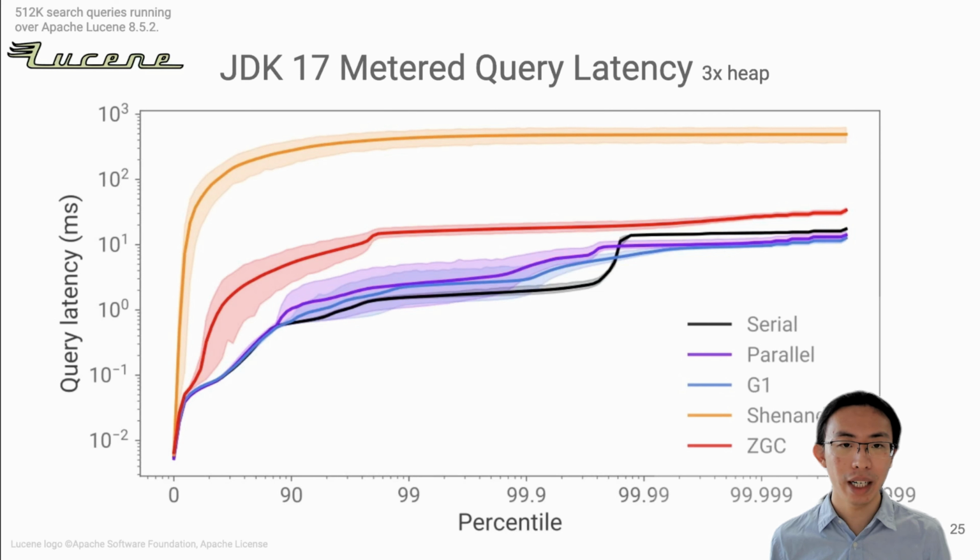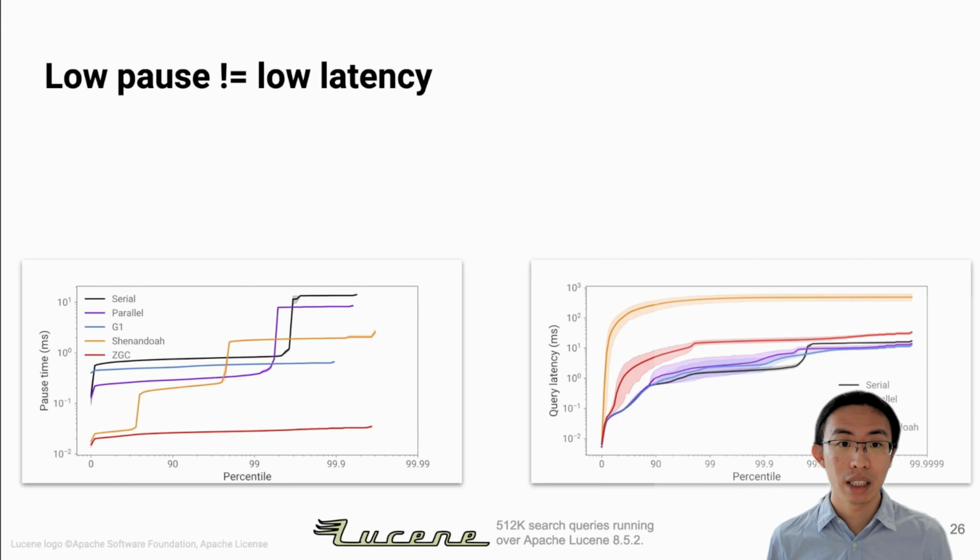Both x and y-axis are in log scale as before, and again, for query latency, lower is better. ZGC and Shenandoah actually perform the worst out of the collectors tested. In fact, even worse than Serial and Parallel, which have no concurrency and have to stop the application to perform GC. These results might come as a surprise to many people, but it shouldn't surprise you after you have seen the time and cycle overhead these collectors have.